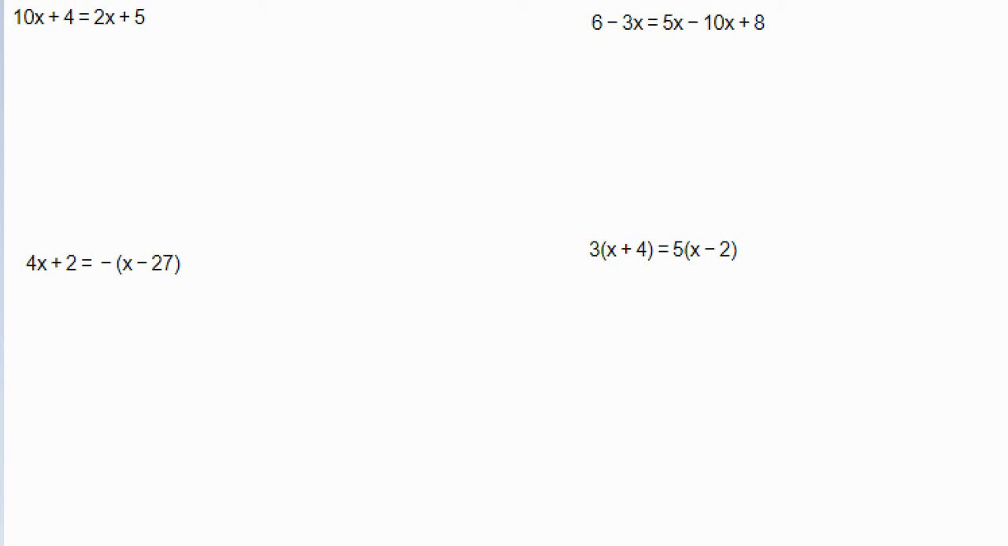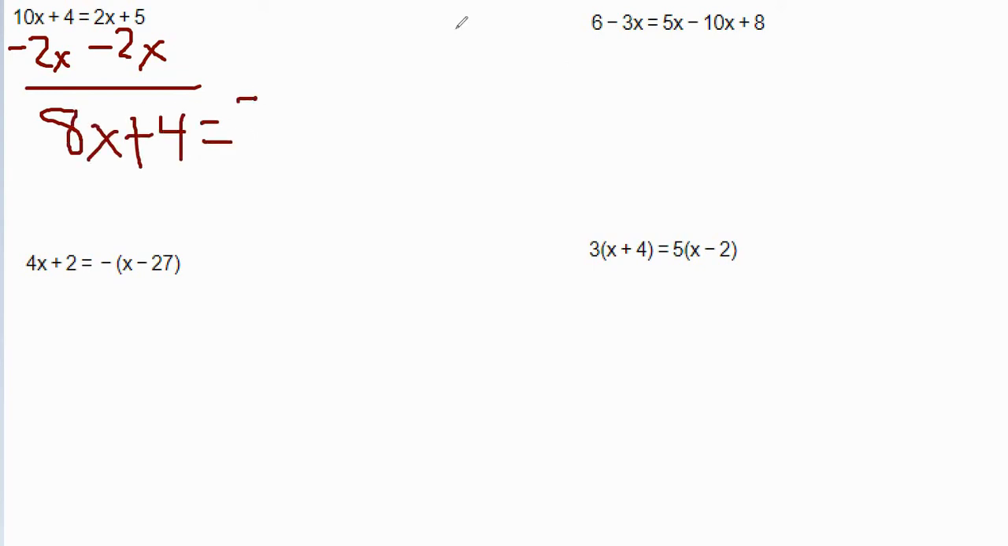So that's a positive 2x. We're not dividing, but we're going to subtract 2x because we're moving the whole thing over. A lot of students like to say, hey, we're dividing anytime we do something with a letter, but we're moving the whole quantity over. So we're going to do the opposite of a positive 2x, which is a negative 2x. So 10x minus 2x is 8x. So we have 8x plus 4 equals 5.